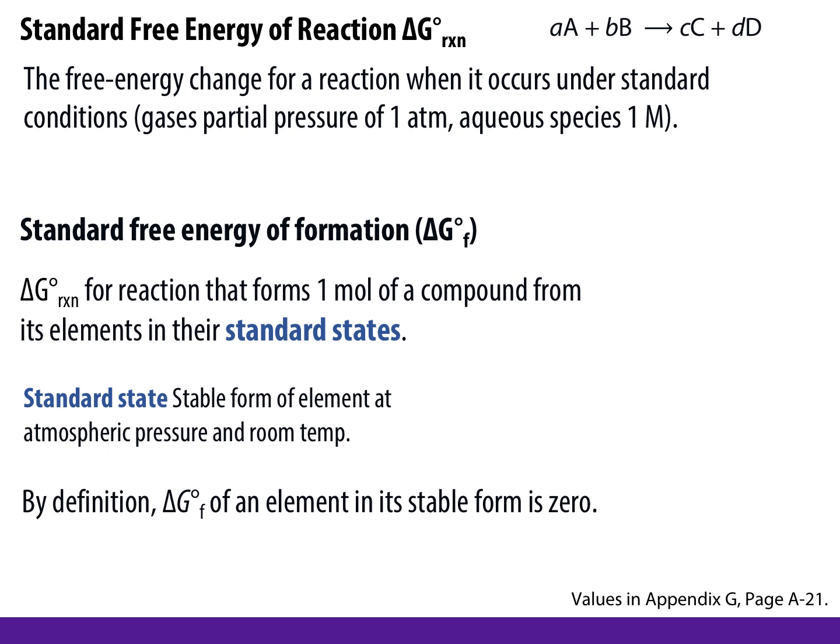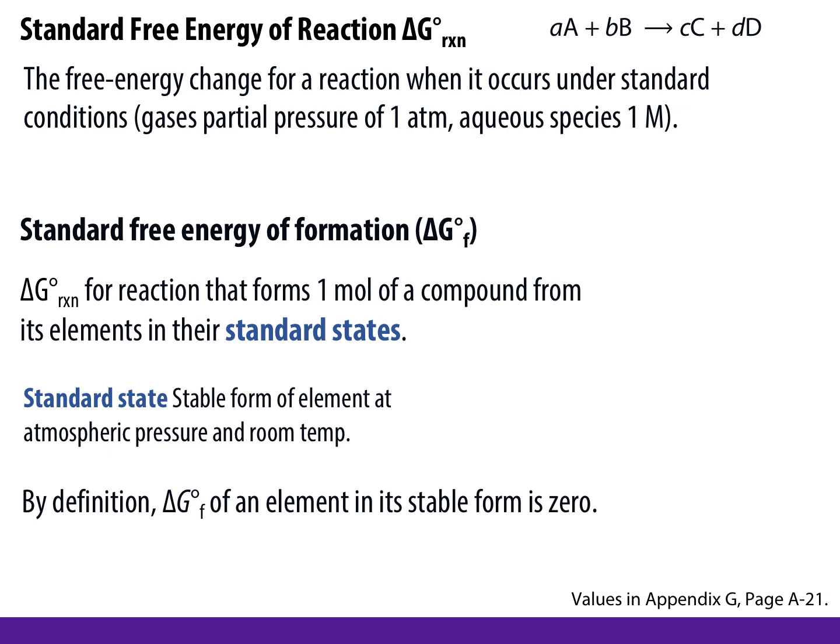It's an energy, and so that reference point of the elements in their standard states still applies. So delta G of formation for an element in its standard state is 0. And this will let us get delta G of reaction from our data table.